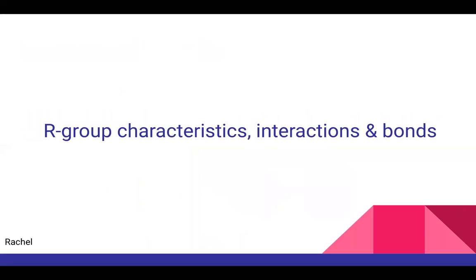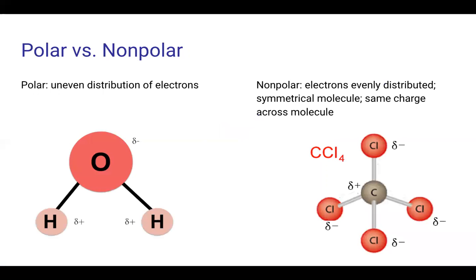Okay, so our group characteristics, interactions and bonds. This was something that I know a lot of people had a little trouble with on the first exam, but I'm really not sure how many questions Professor Francis is going to ask about it, but we'll go through it. So just a quick recap, polar versus nonpolar. Polar is the uneven distribution of electrons. So this is the example of water. Water is a very polar molecule. Here you have these partial positive charges on the hydrogens and the partial negative charge on the oxygen. The oxygen is much more electronegative than hydrogen, so it pulls away more electrons. So that's why there's an uneven distribution of them.